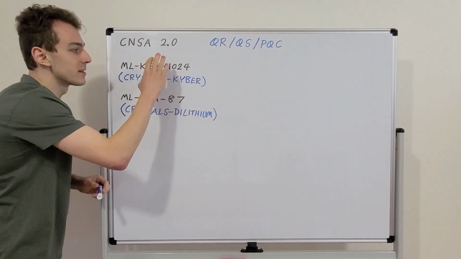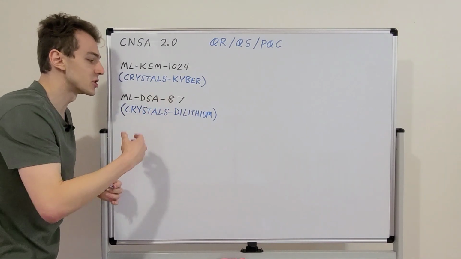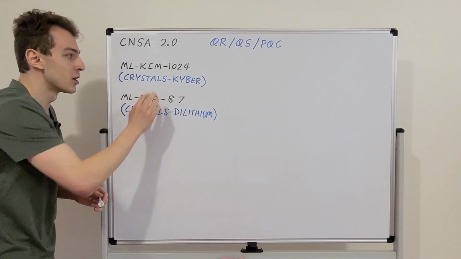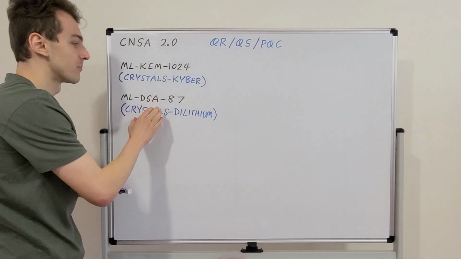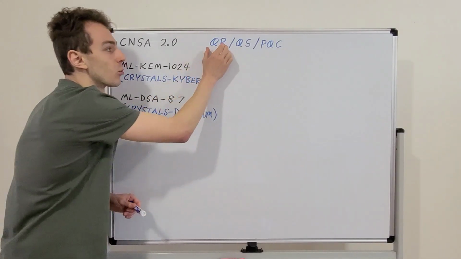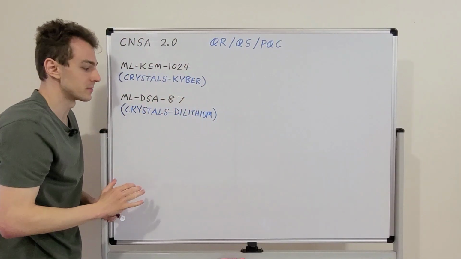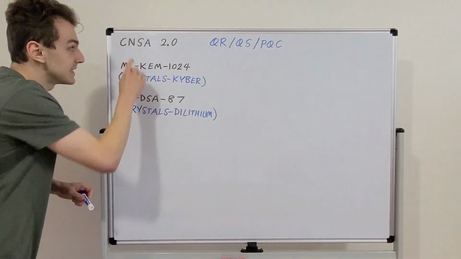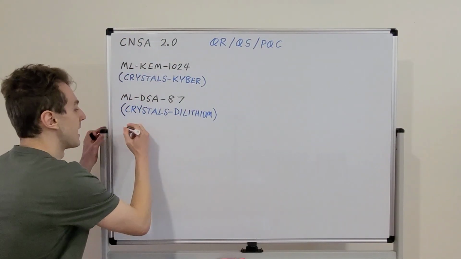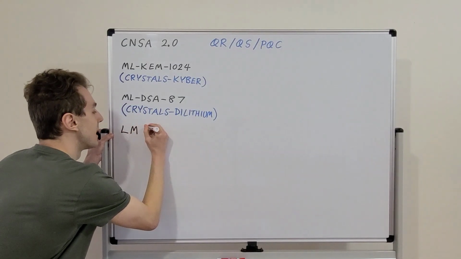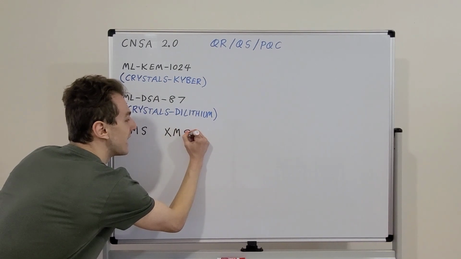So we have an algorithm for key establishment, and we also have an algorithm that can allow us to do digital signatures. Both of these are public key or asymmetric algorithms, and they are classified as quantum resistant. We can also call them post-quantum cryptographic algorithms. Now, CNSA 2.0 also includes LMS and XMSS.